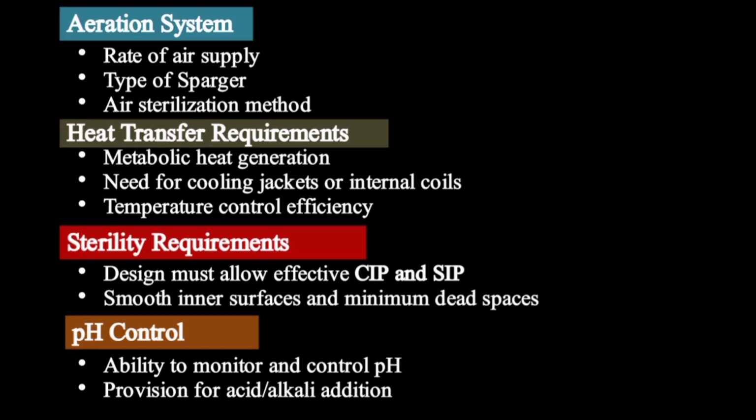Next, aeration system. The aeration system includes the rate of air supply, the type of sparger used, and the air sterilization method followed. Heat transfer requirements. It includes metabolic heat generation, need for cooling jackets or internal coils, and temperature control efficiency. Sterility requirements. The design must allow effective CIP and SIP, that is clean in place system and steam in place system, smooth inner surfaces and minimum dead spaces. Next, pH control. The ability to monitor and control the pH, with provision for acid and alkali addition.